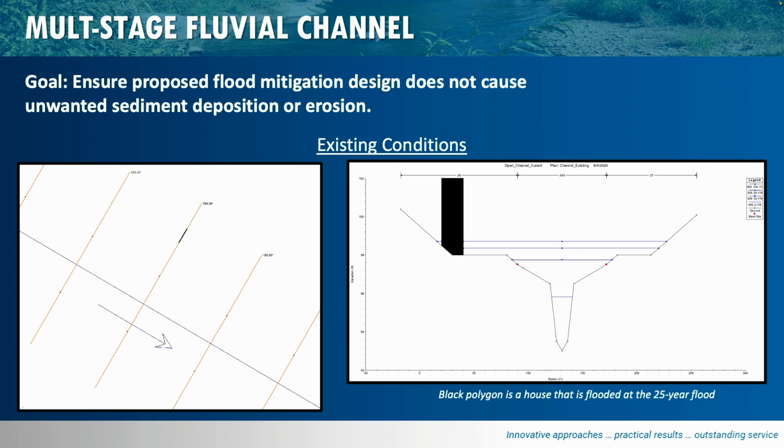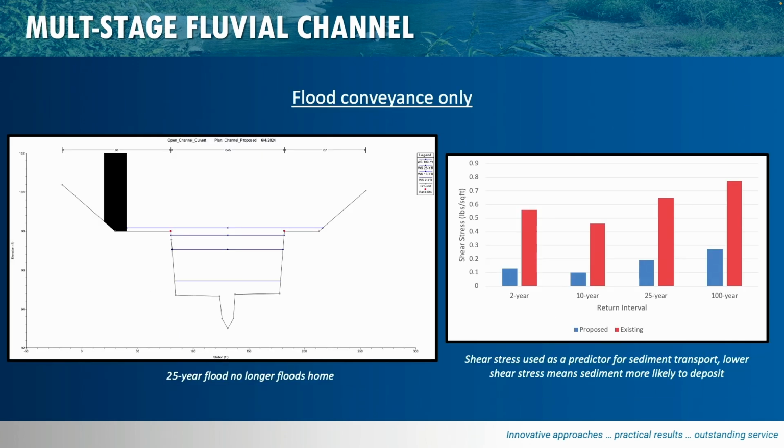So the first thing we do is open up the channel, make a big wide channel, drop in, which drops the water surface elevations, and we have achieved our flood mitigation goals. But wait, the bar graph on the right shows what happens when we open up the cross-sectional area and reduce velocities. Under existing conditions, the red bars show what the shear stress value is, and that's in the units of pounds per square foot.